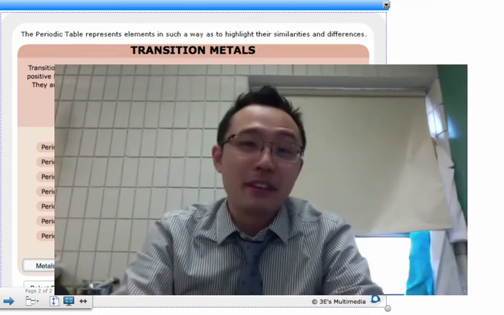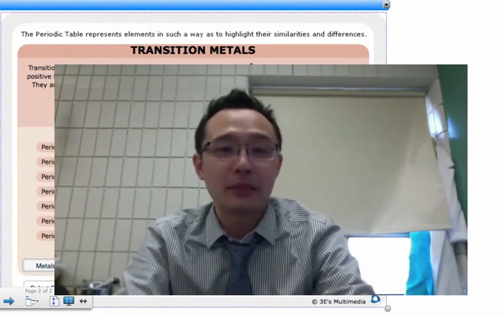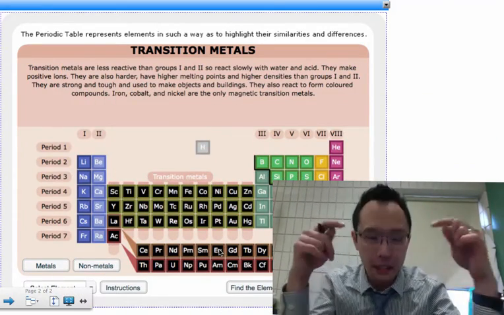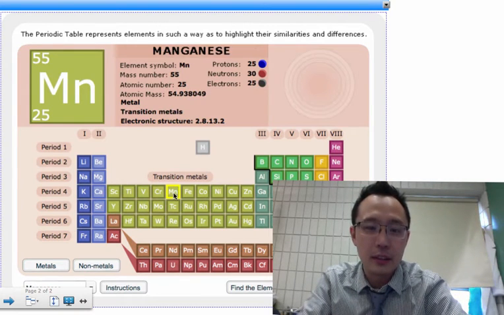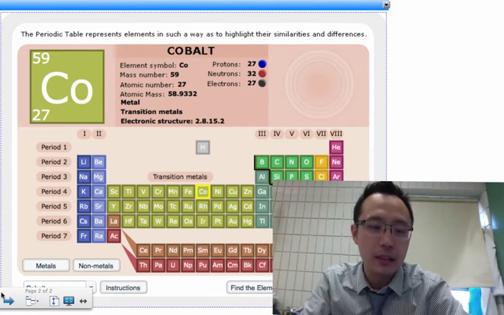Hey everybody, this is going to be a video on naming compounds for transition metals. You can see the periodic table that's in front of me. The transition metals are the highlighted ones, so they're just basically the little dip in the middle box. These are all your transition metals. So you can see there's manganese, iron, cobalt, etc. So how do we name these ones?